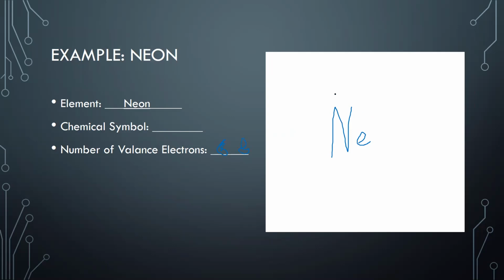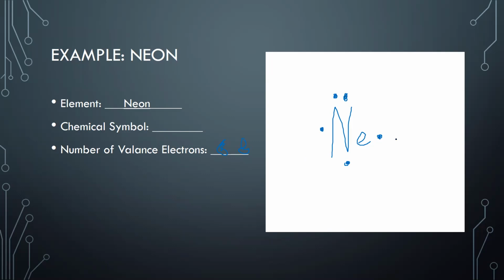So I'm going to start here at the top and I'm going to draw 1 dot. There's my 1 valence electron. Then I'm going to come to another side. Here's number 2. Go to the bottom. Here's number 3. Go over to the left. There's number 4. Now each side has one, so I can start doubling up.